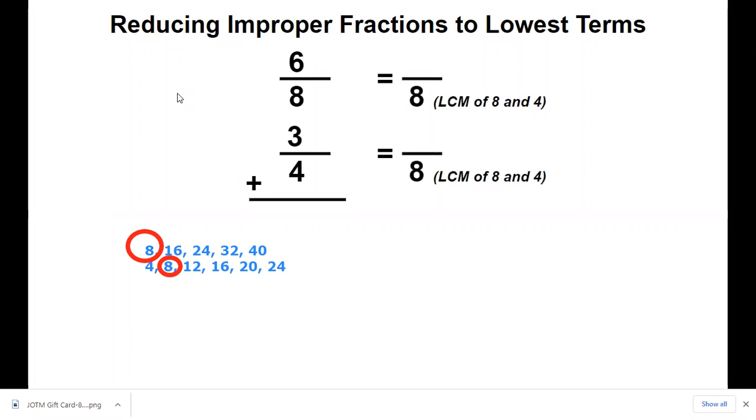The bottom number, though, we're going to have to multiply by what? By 2, right? So 6/8 will stay 6/8, just multiply by 1. Bottom number 4 times 2 is going to give me 8. So I'm going to times the top. 3 times 2 is equal to 6.